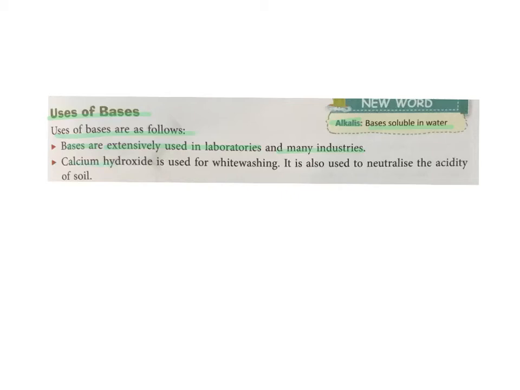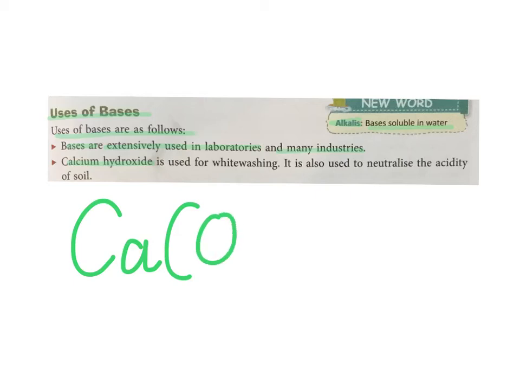Next use, calcium hydroxide. The formula for calcium hydroxide is Ca(OH)2, that is calcium, and OH, as you all know, is hydroxide, twice. So calcium hydroxide is used for whitewashing. It is also used to neutralize the acidity of soil. Sometimes, due to excessive use of pesticides or other chemicals, the soil becomes acidic. And you all know that a base has a property to neutralize acid.